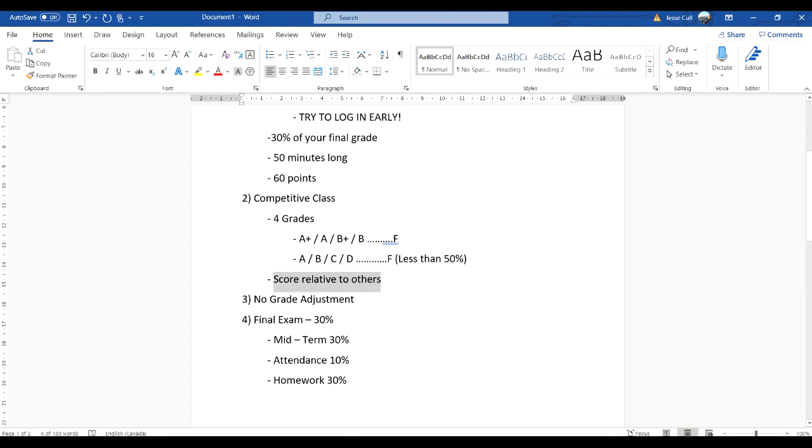For those of you who are interested, this is our scoring breakdown. Final exam 30%, midterm exam 30%, attendance 10%, homework 30%. If you are below 50% cumulatively, you will receive an F in this class. If you've missed 25% of classes, you will receive an F.